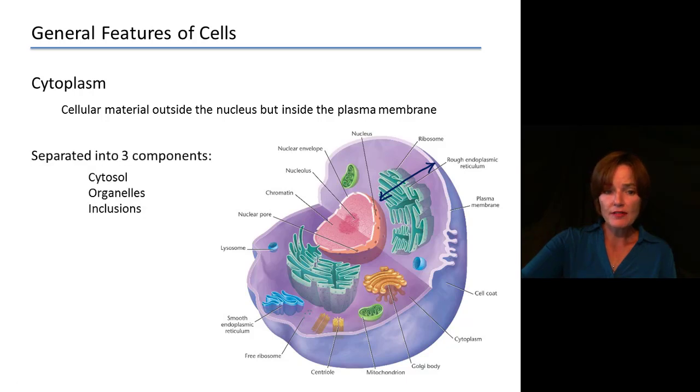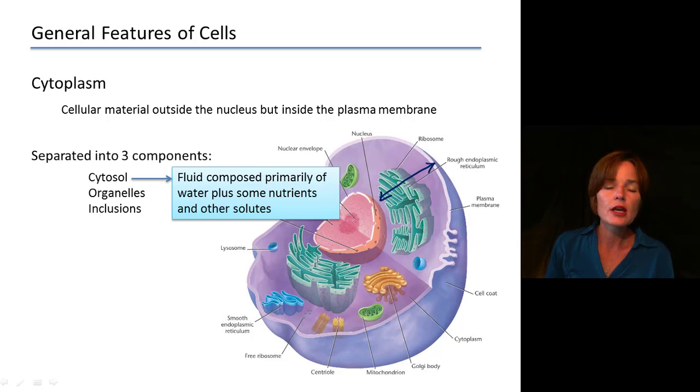The materials that we do have in the cytoplasm fall into three main categories. We have the cytosol, the organelles, and then there's also inclusions. The cytosol is a fluid that is the water-based material that we do find outside of the nucleus. There's water there, and then there will also be a lot of things dissolved in the water. So other nutrients and molecules, maybe some sugars, that would be there.